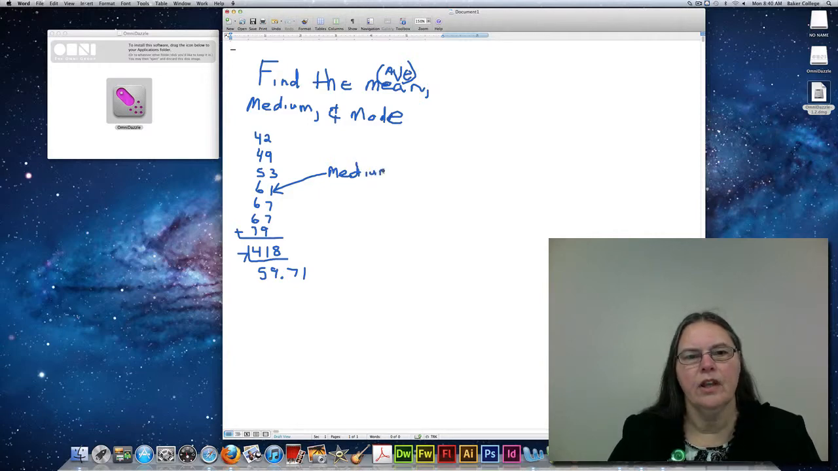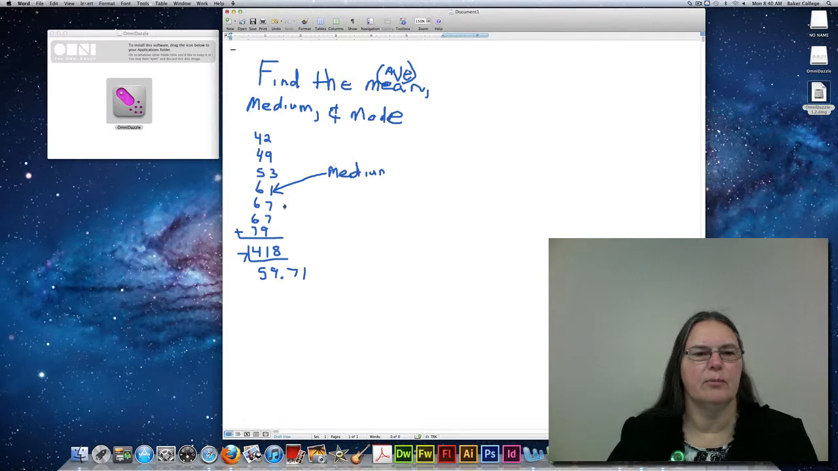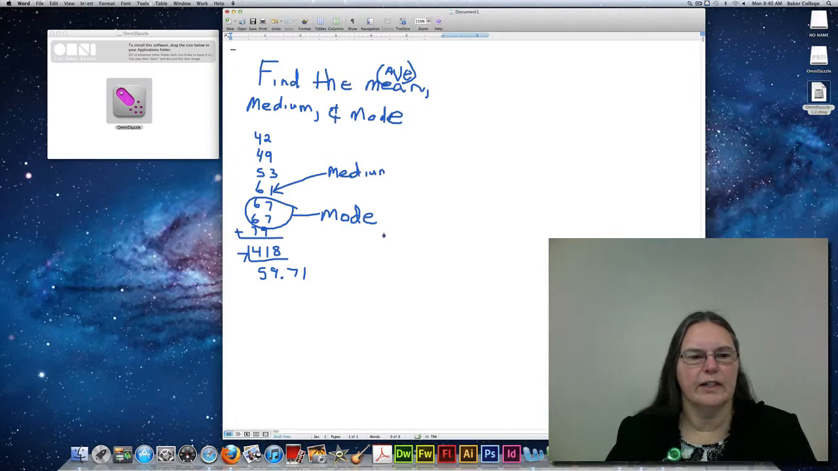The next thing we need to look at is the mode. The frequency of a number, how many times it appears. In this case, you want the one that appears the most. And we can right away see that because we put them in order that 67 is going to be our mode. It is the number that appears the most. So that's the mean, median, mode.